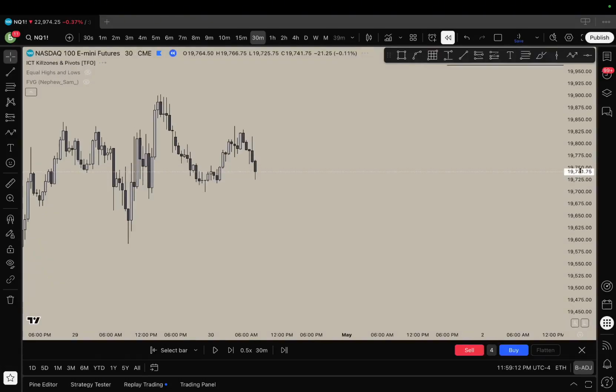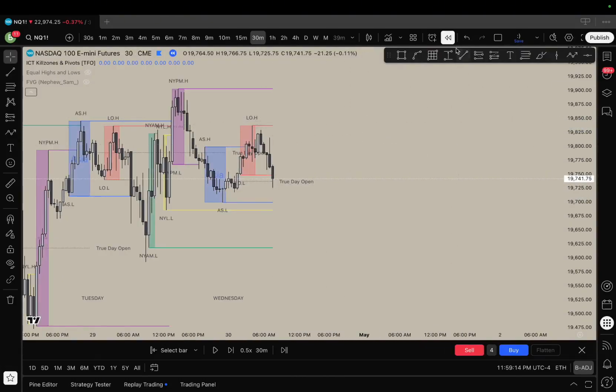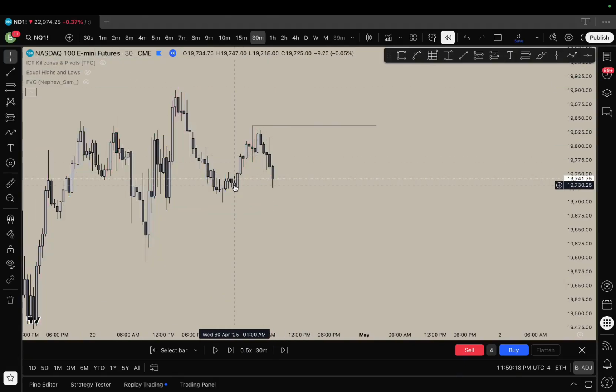So from 2 a.m. to 5 a.m., right? London highs here, right? So this high would make sense, right? Because we have opening price here. This is your 12 a.m. We have open, high, and then you should see a low close, right?